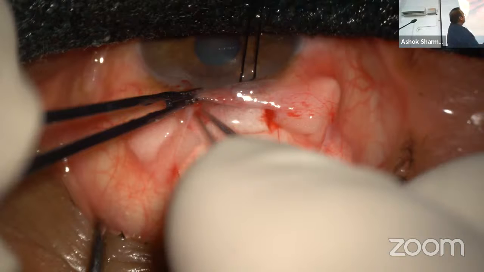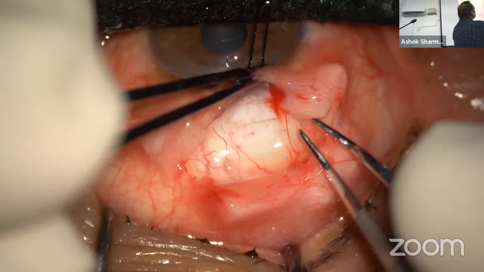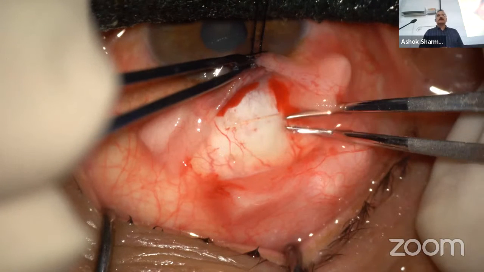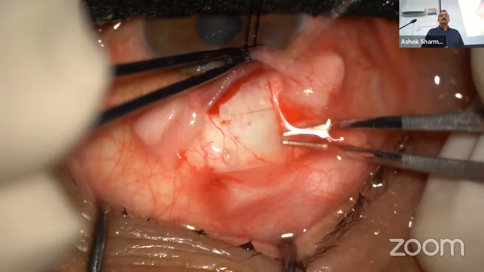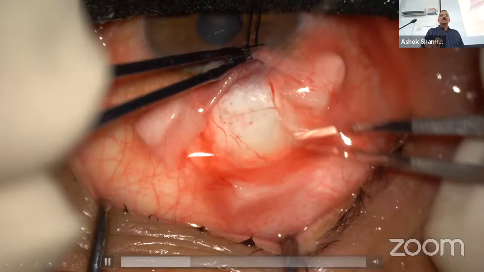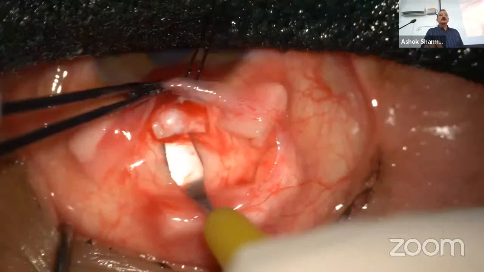So I have created a partial thickness. I have made a scratch in the sclera. Now I will be dissecting this, right? This is the crescent knife that we show you in the exam, we ask you in the exam also.